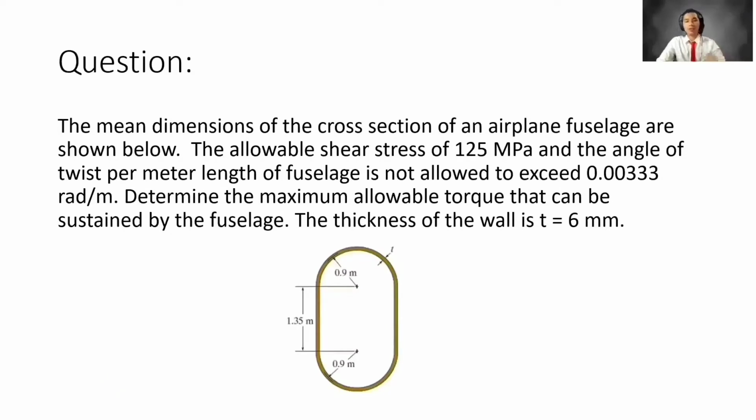So for the question, the main dimensions of the cross-section of an airplane fuselage are shown below. As you can see there, the local shear stress is 125 MPa and the angle of twist per meter length of the fuselage is not allowed to exceed 0.00333 radian per meter. Determine the maximum allowable torque that can be sustained by the fuselage. And also, the thickness of the wall is t equal to 6 mm. This is a model only. So, can you give me your point of view?